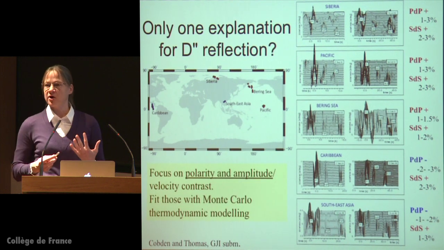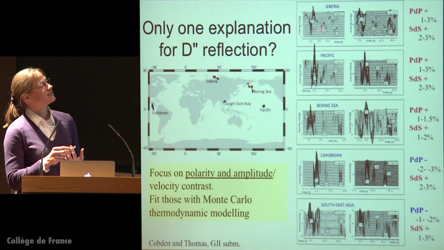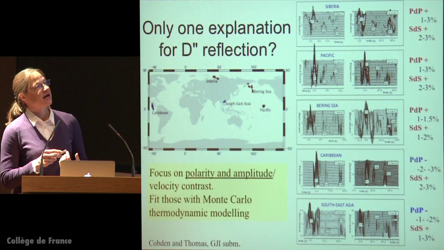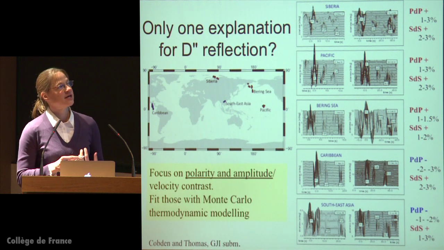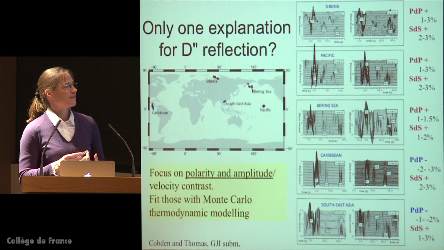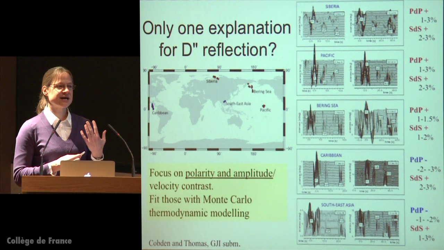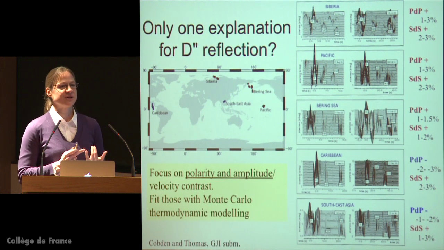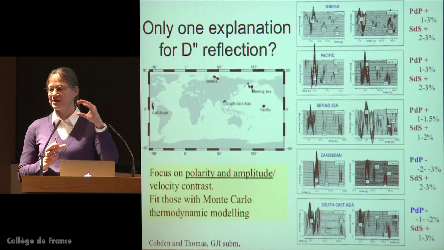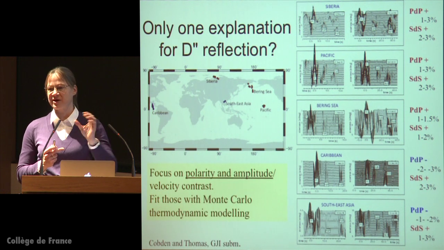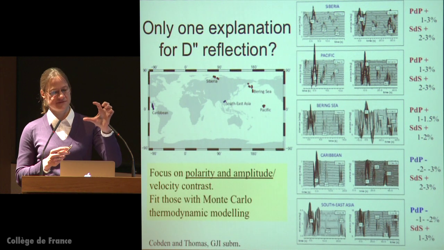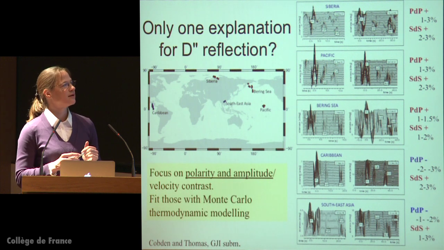So then we looked at all the data that we had up to that point. This is Siberia, which I showed before, then the Bering Sea, the Pacific, Southeast Asia, and the Caribbean. We looked now not only at the polarity of the reflections, but also at the velocity contrasts or the amplitude of these reflections. And of course, amplitude is a big problem. I said before that anisotropy can change the amplitude very much, but also the gradient zone between the mantle and D double prime: depending on how sharp this is, it will reduce the amplitude. If the gradient is wider, the amplitude will be smaller.